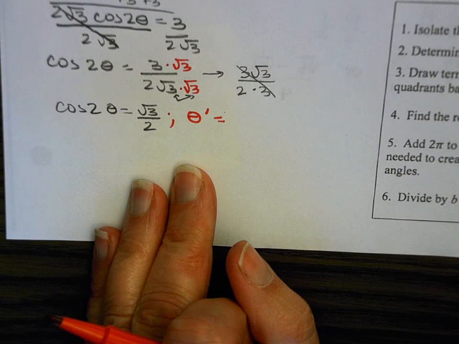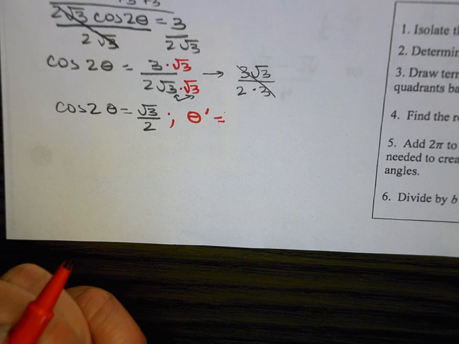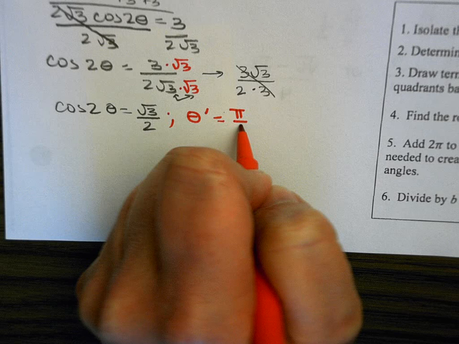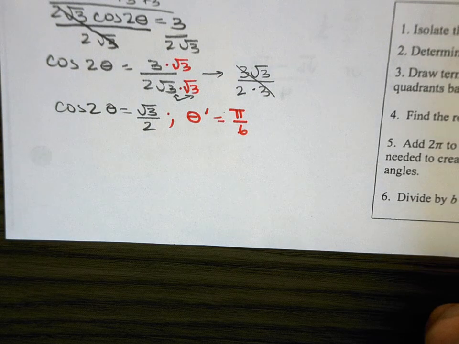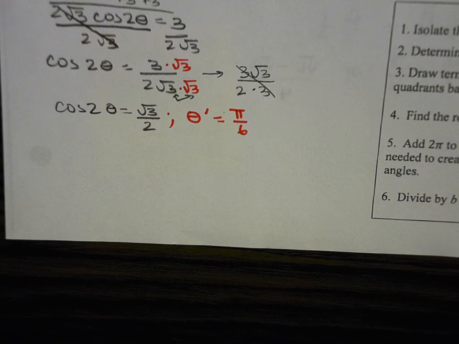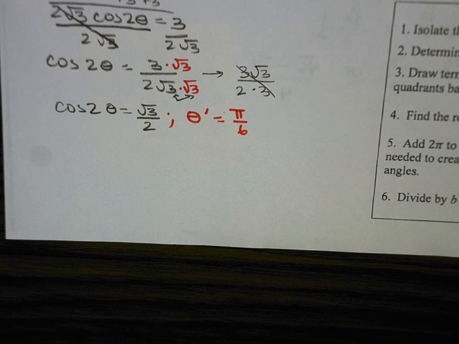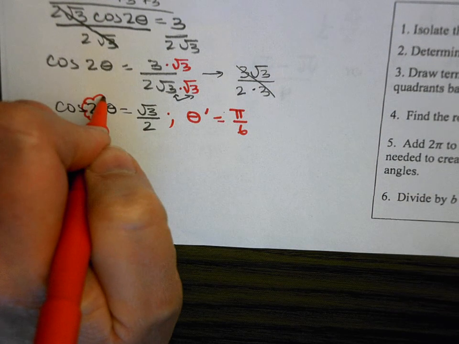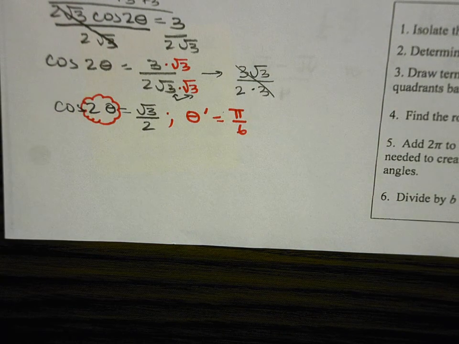So if I look on the unit circle, where is the x value equal to the square root of 3 over 2? That would be at pi over 6. So then I know my reference angle is pi over 6. That is not my final answer, that is just my reference angle. But keep in mind that we are not solving for just theta, we are looking for 2 theta.